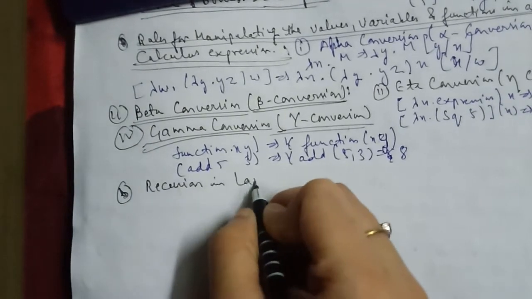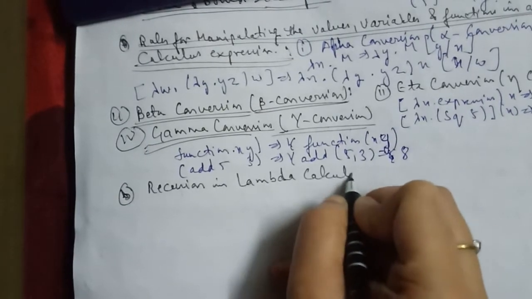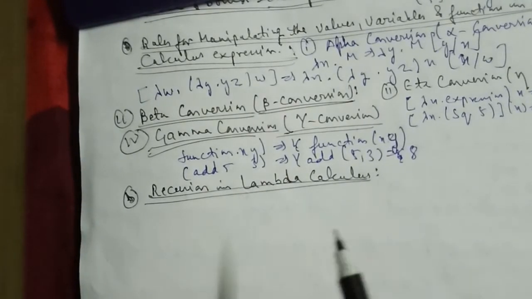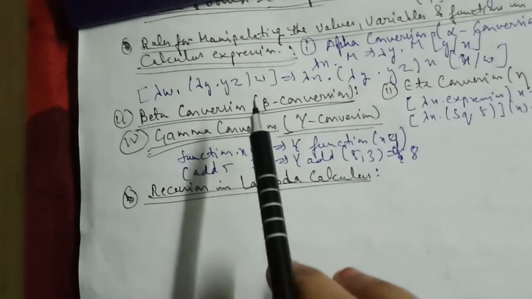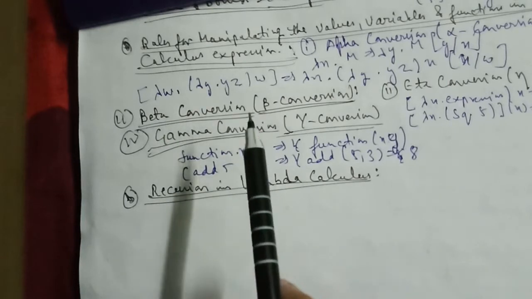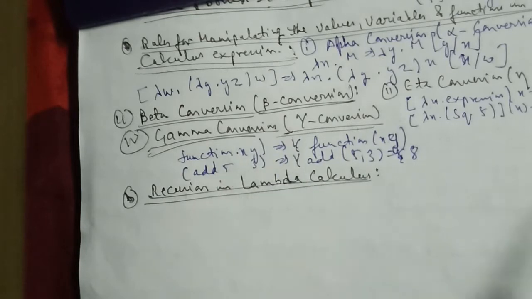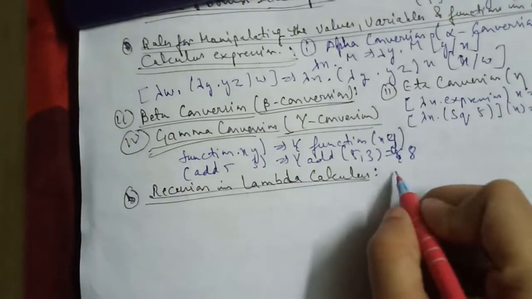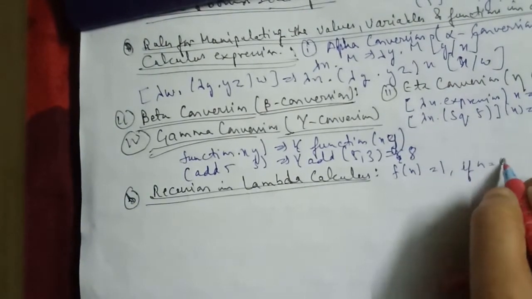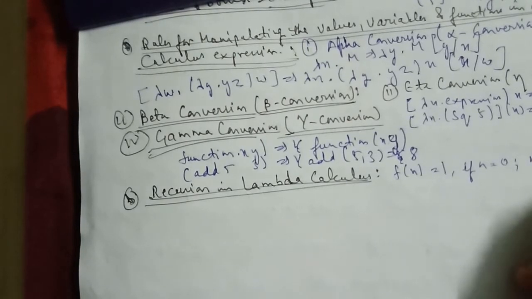Recursion in lambda calculus. In this recursion in the lambda calculus here, recursion is the definition of a function using the function itself. Consider for instance the factorial function that is recursively defined here. For that we can say f(n) is equal to 1 if n equals 0, then of course n times f(n minus 1) if n is greater than 0 as well.